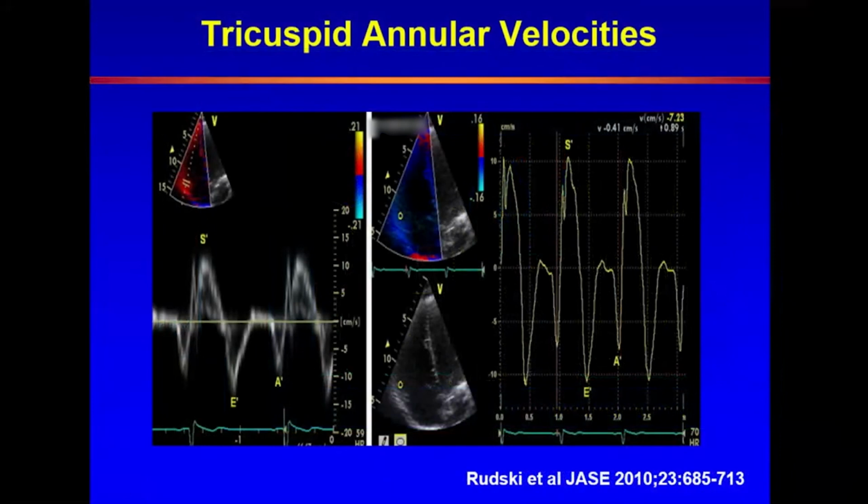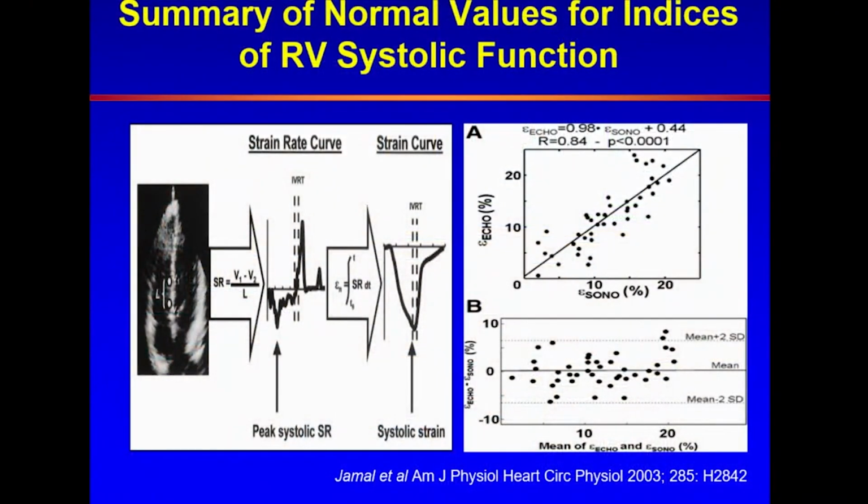This takes us to strain. Strain is looking at deformation that is happening, how much compression happens. Strain is an index of contractility, but is also affected by loading conditions, both preload and afterload. The advantage of strain is when you have a dysfunctional segment and a normal segment, the normal segment can pull on the dysfunctional segment, making it move and giving the impression that the dysfunctional segment is performing when it is not. Strain will take care of that issue.